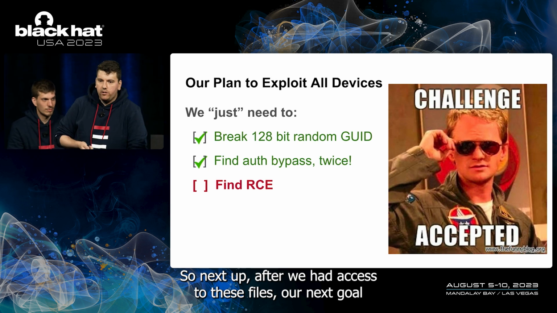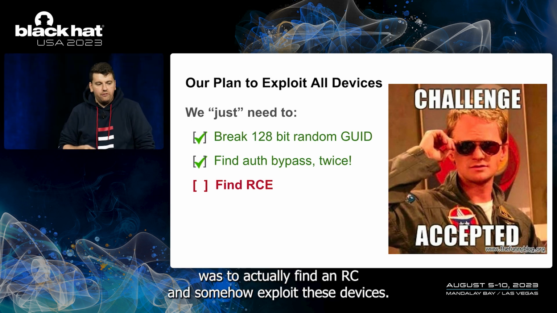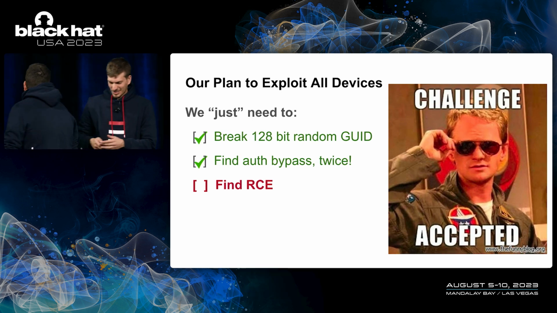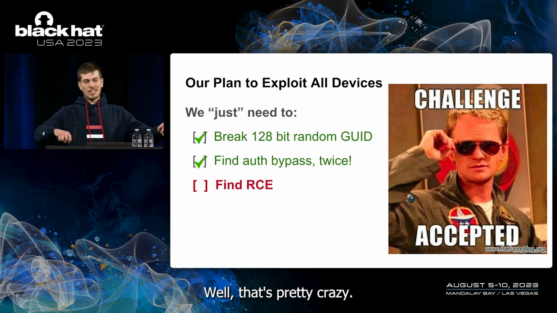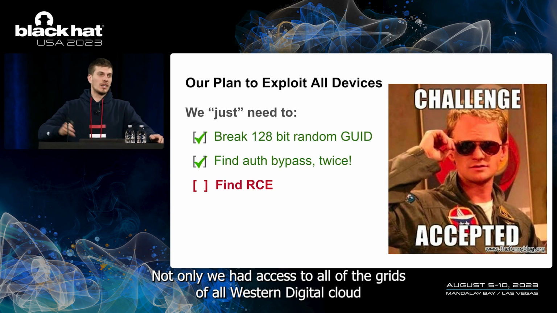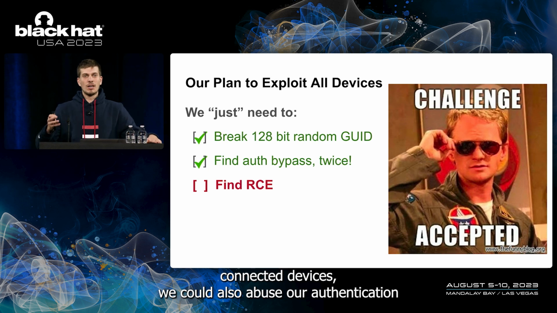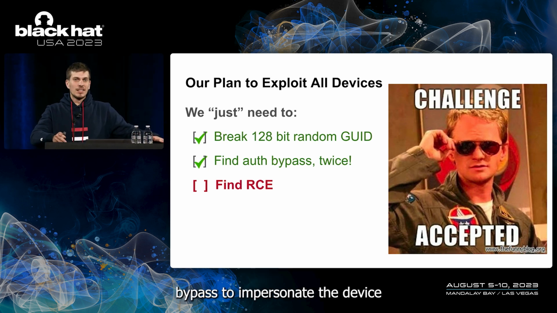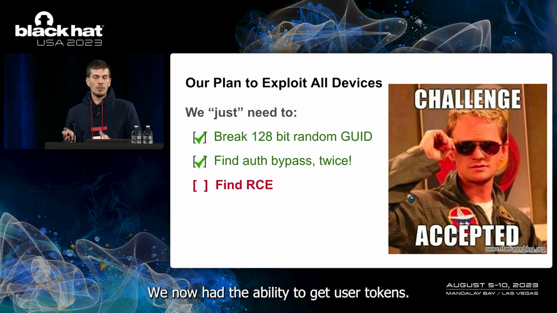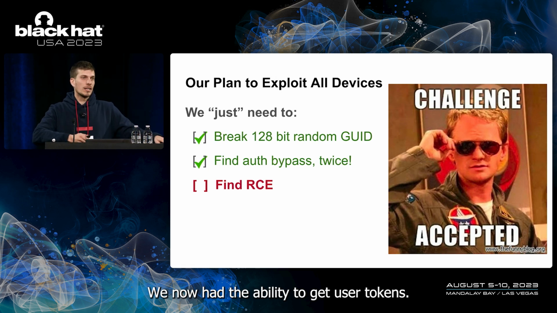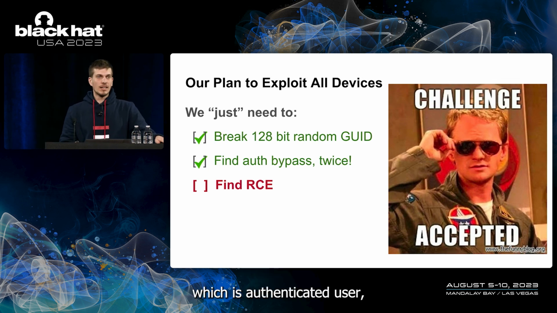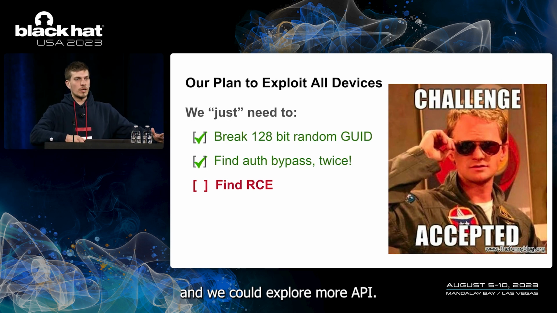Cool. So next up, after we had access to these files, our next goal was to find an RCE and somehow exploit these devices. Wow, that's pretty crazy. Not only did we have access to all the GUIDs of all Western Digital cloud-connected devices, we could also abuse our authentication bypass to impersonate the device and then get the user token. We now had the ability to get user tokens. So basically, we now had a new attack vector, which is authenticated user, and we could explore more of the API.